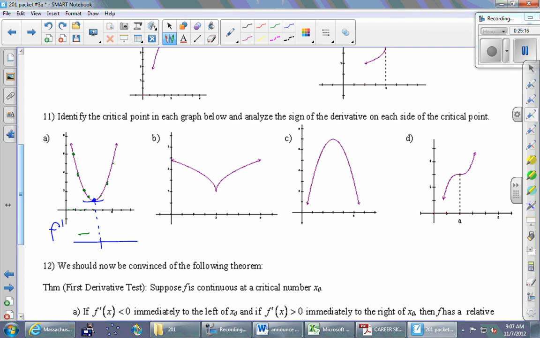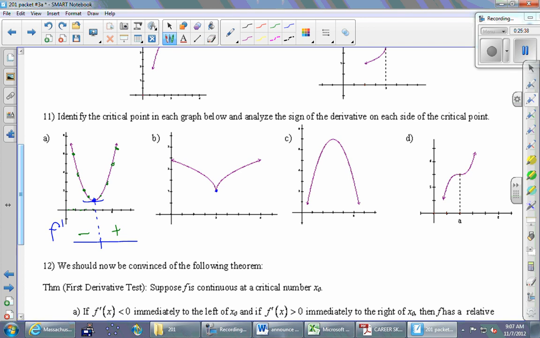What kind of tangent lines are to the right of that point? They're all positively sloped. So that right there is a sign test, very informally done, that just says, oh, at the minimum there, the derivative went from negative on the left to positive on the right. Fair enough. Let's take a look at this other one.